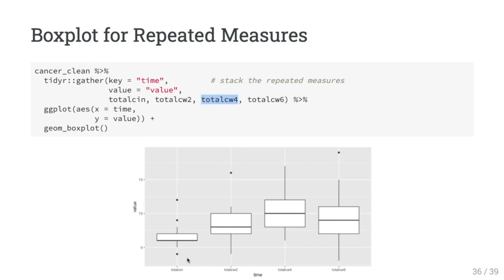So at intake, their value for cholesterol was here. Week 2 is here, or cancer. I can't remember what that variable stands for. Don't quote me on that. But the idea is it looks like it's going up until about week 6, and then it levels off.